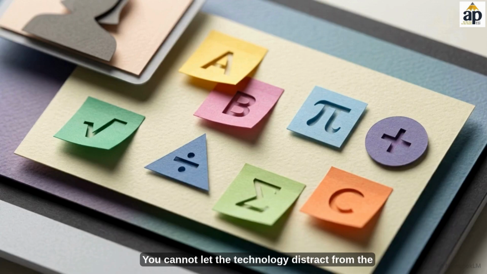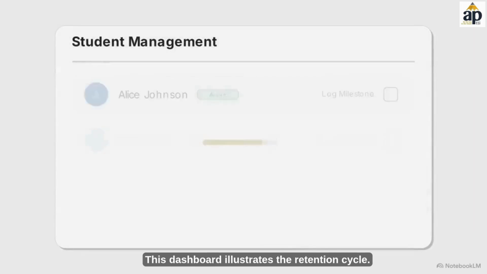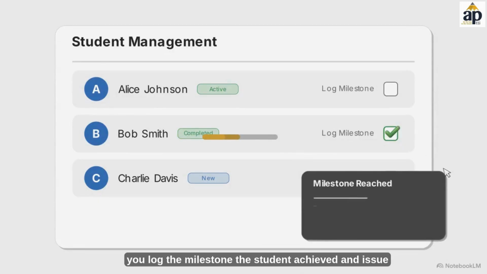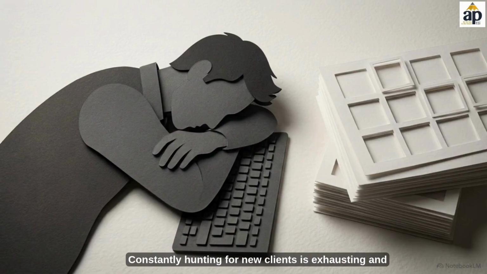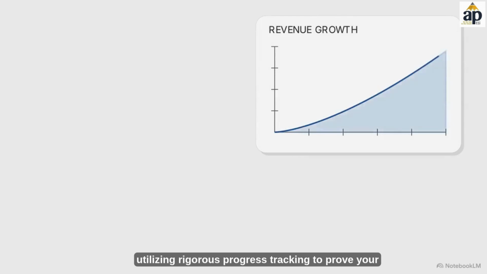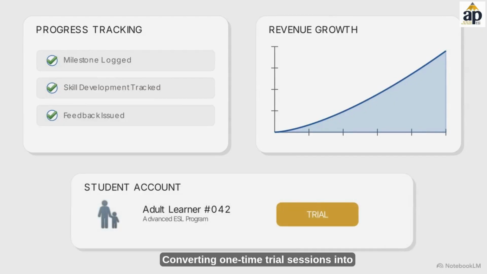You cannot let the technology distract from the lesson. The teaching itself is only half the job. Once the camera turns off, your back-end administration begins. Tracking data is what keeps your business running. This dashboard illustrates the retention cycle. After every session, you log the milestone the student achieved and issue personalized written feedback. Constantly hunting for new clients is exhausting and unprofitable. The real margins in freelance teaching come from utilizing rigorous progress tracking to prove your value to parents and adult learners, converting one-time trial sessions into recurring, long-term subscriptions.